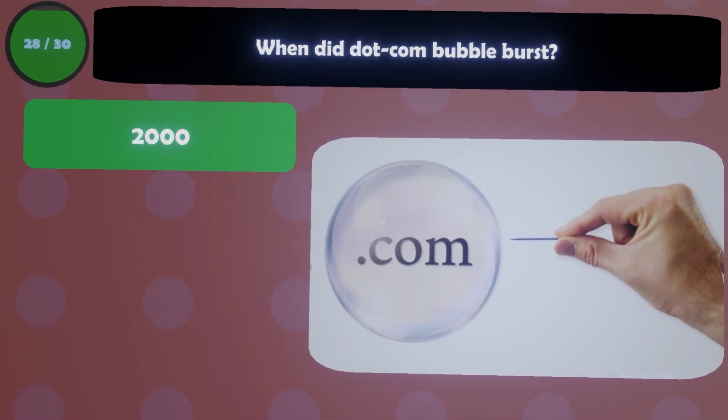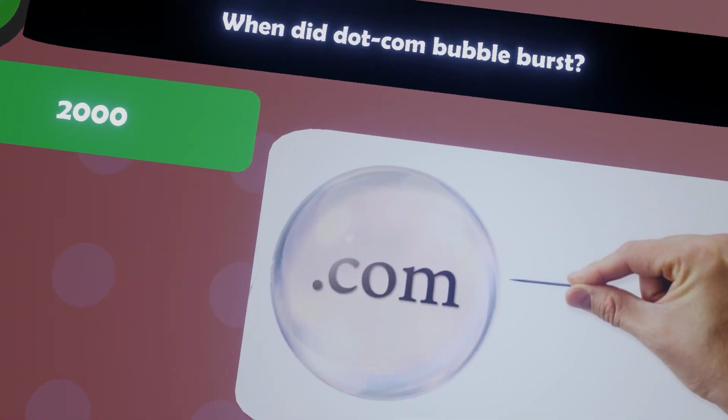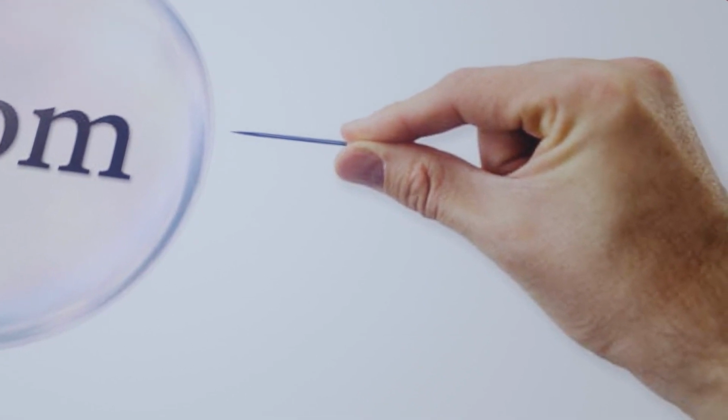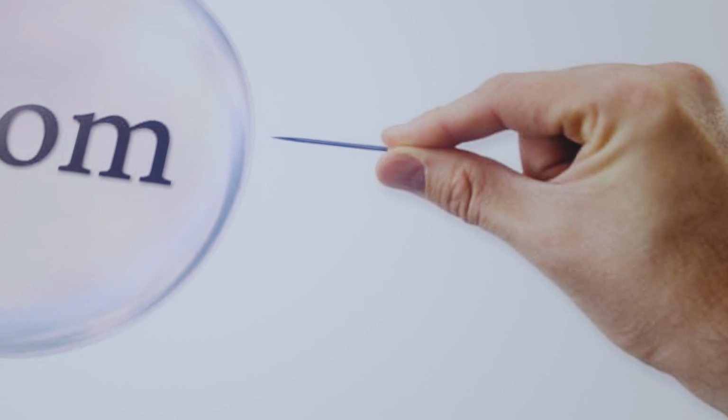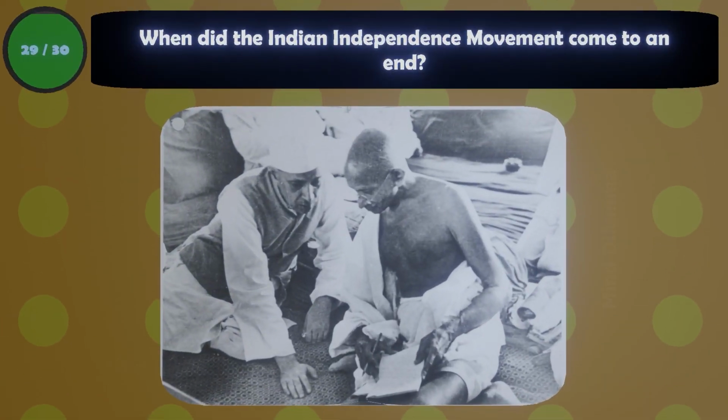The dot-com bubble burst in 2000, causing a crash in technology stocks after excessive speculation, leading to many internet companies' decline. When did the Indian independence movement come to an end?